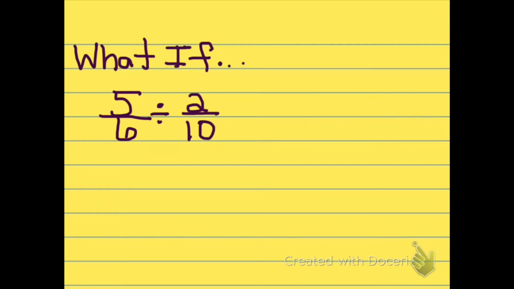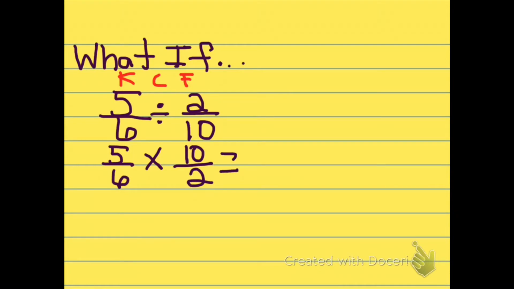Okay? If you apply our keep, change, flip, you would now get 5/6. We're going to change the division to a multiplication, and we're going to flip 2/10 to 10/2. And then you're going to multiply across. Well, folks, multiply across. Easy.